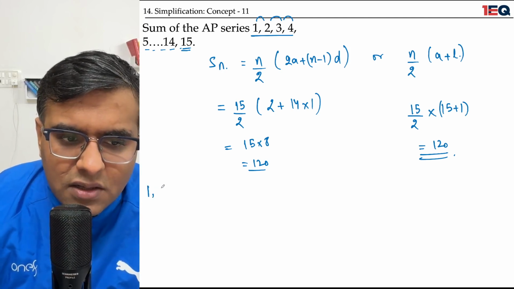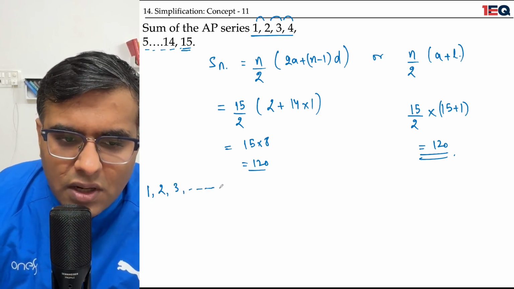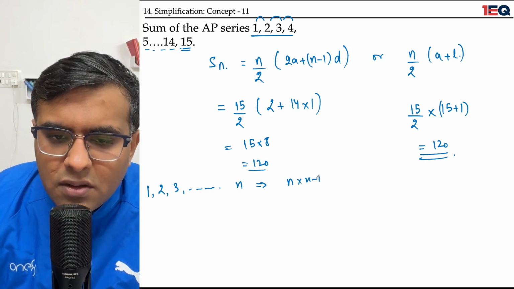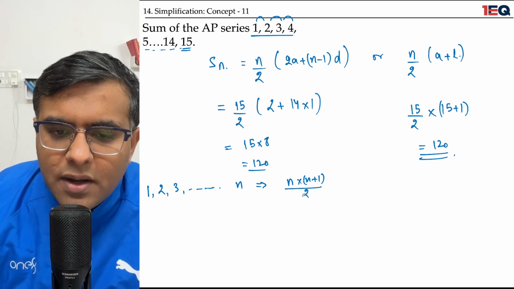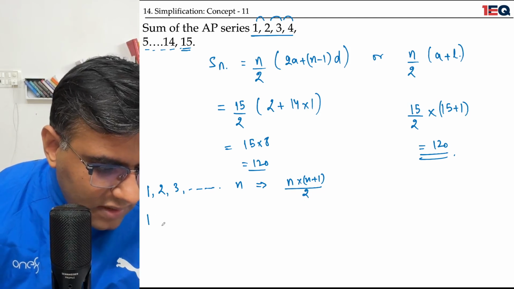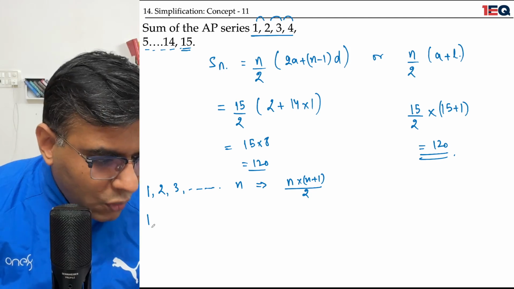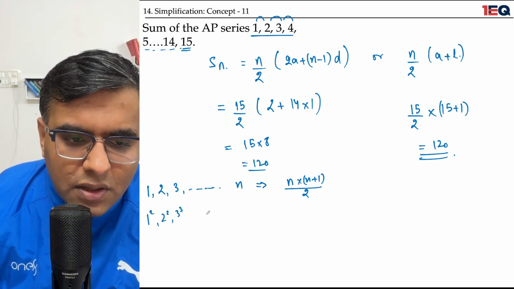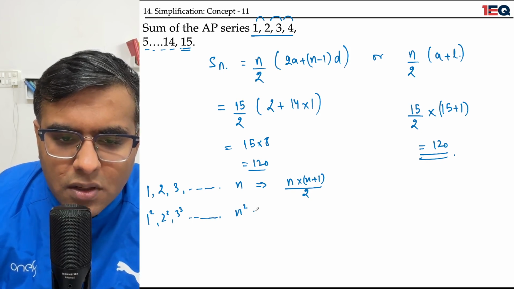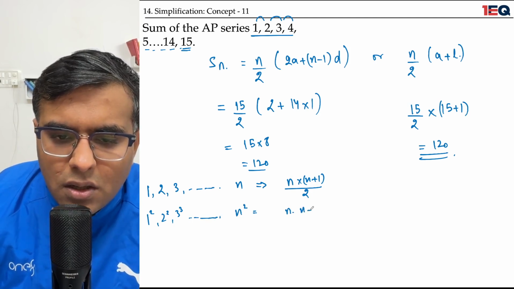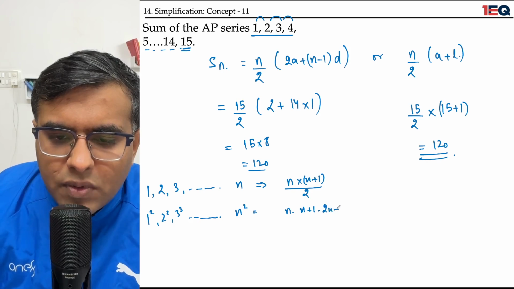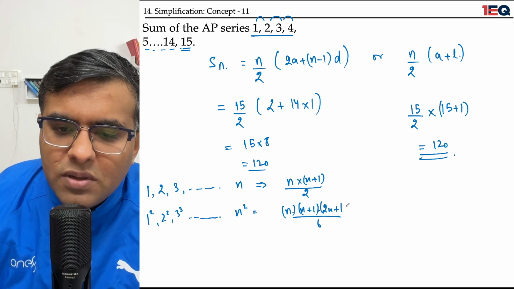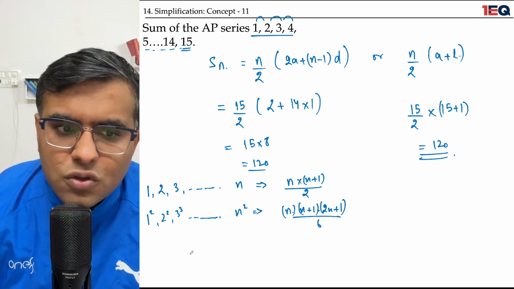Whenever we find the terms in the series 1, 2, 3, and so on till n, then the sum of such a series is n into n plus 1 divided by 2. If this series converts itself into a series which is 1 square, 2 square, 3 square, and goes on to n square, the final answer would come out as n into n plus 1 into 2n plus 1 whole divided by 6. This is a standard formula which you must learn.